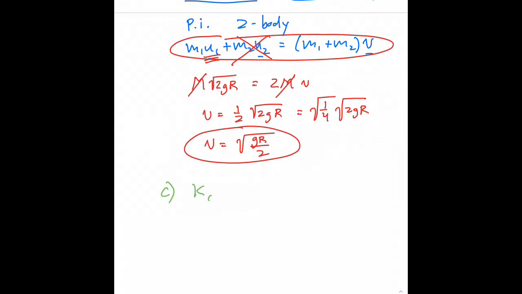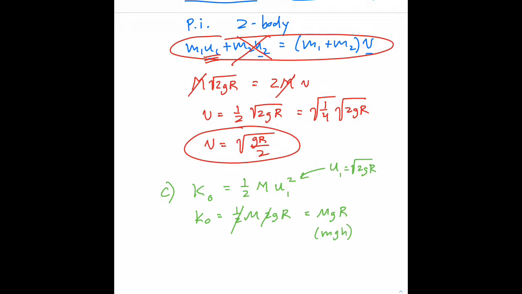So let's figure out what the initial kinetic energy was. It'd be 1/2 times capital M times U1 squared, although U1 is the square root of 2gr. So we get an initial kinetic energy of 1/2 times M times 2gr. Well, of course, that's what we get, right? The 1/2 and the 2 cancel out, and we just get mgr, which is equivalent to mgh if we were expressing it in typical terms.